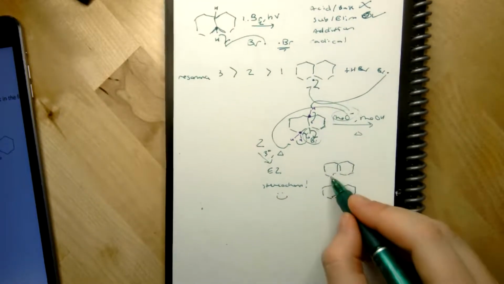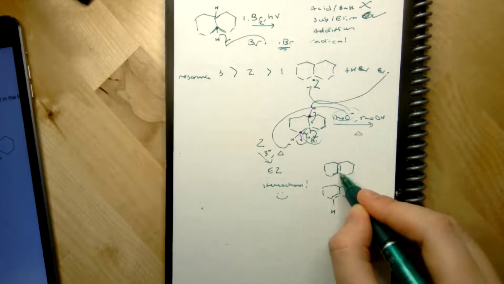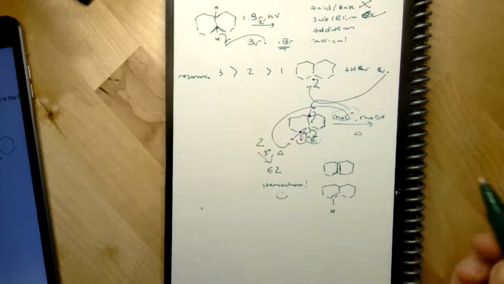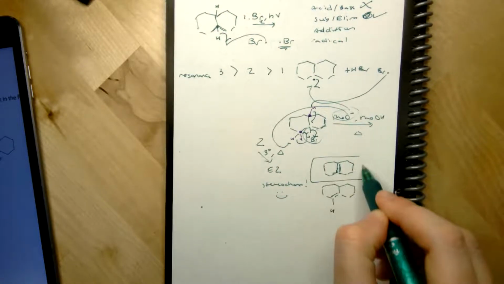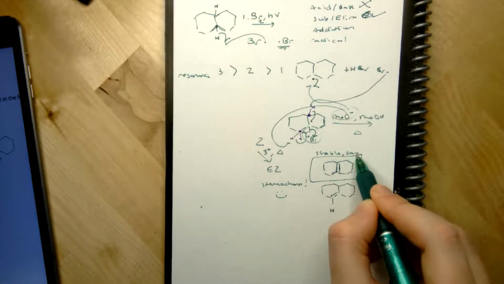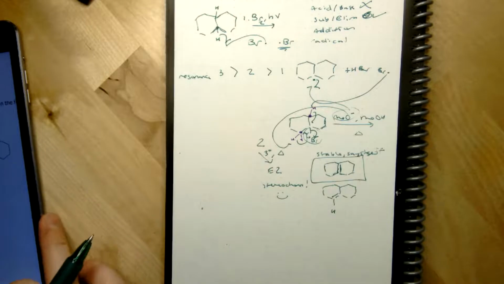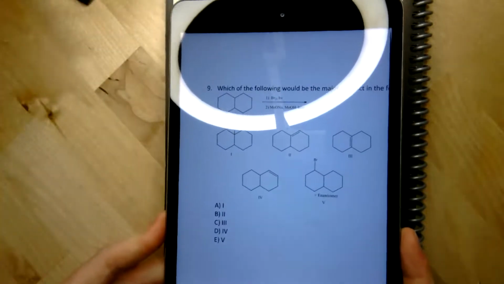So between these two, there's one hydrogen here and there's no hydrogen on this one. This one's tetrasubstituted. So this is definitely the most substituted, the most stable, and this is definitely Zaitsev, which is favored by the narrow nucleophile. So this would be my answer, which is answer choice C.